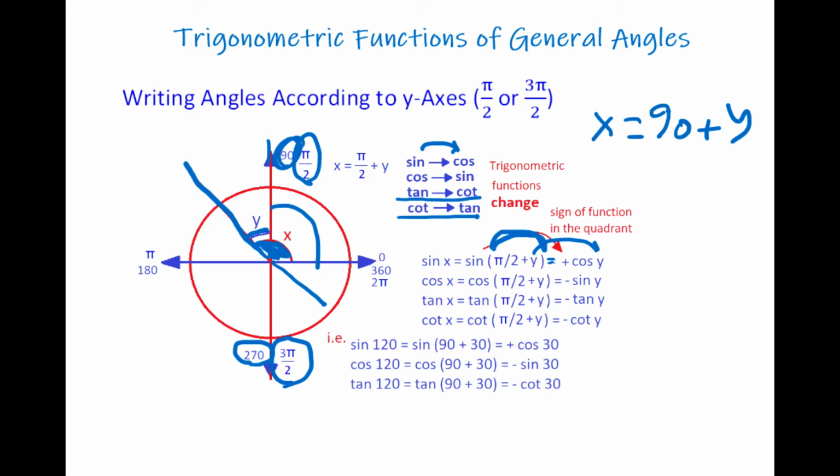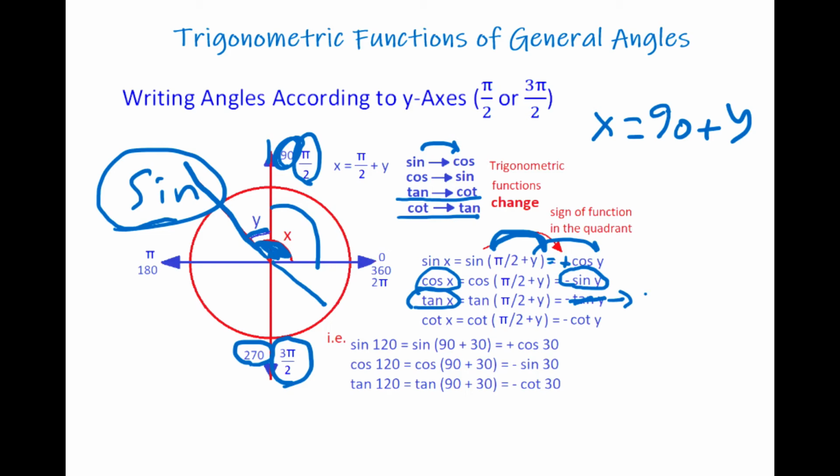And while doing this, you need to also consider the sign of the function, because the sign is positive here. If you remember, the only function that was positive in this region was sine. So it's going to be plus cosine y. If it's cosine, then it's going to be sine, but with a negative. Why? Because cosine is negative in the second region. If it's tangent, it's going to be cotangent. Here, this is wrong, let me correct it here. It's going to be negative cotangent y, guys. I mean the y, sorry, cotangent y. If it's cotangent, it is tangent, negative tangent y. As an example, let's say we have sine 120, okay?